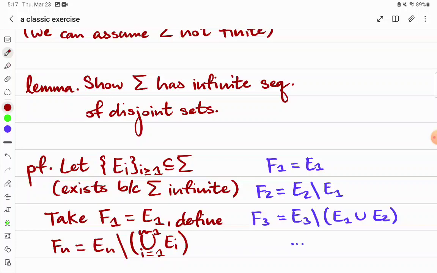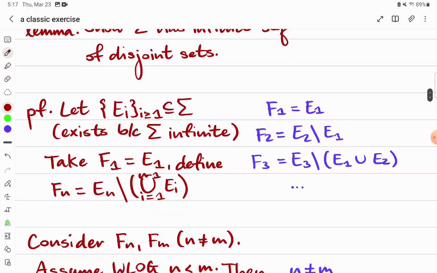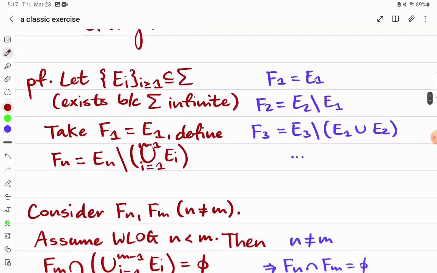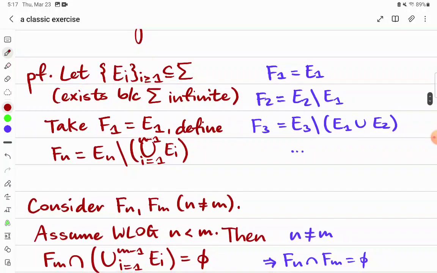So the first three terms of the sequence are in blue on the right-hand side, where f2 is just the complement of E1 in E2, and f3 is the complement of the union of E1 and E2 in E3, and this continues. So I claim that this generates a sequence of disjoint sets, and for this we're going to assume, without loss of generality, that if we have two distinct indices n and m, we'd like to show they're disjoint, that n is less than m.